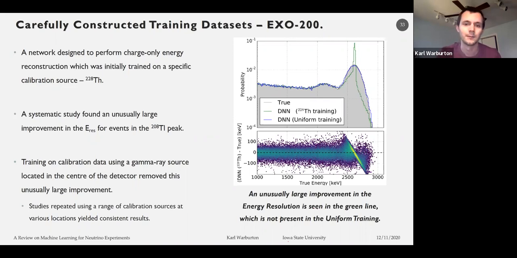And you then can't be sure that when you start using other elements that it will behave correctly. So they found that by training on a simulated calibration gamma ray source in the center of their detector, they were able to remove this unusually large improvement in the energy resolution, because this green line is unphysical because the true distribution isn't this sharply peaked. So they used a more uniform training, and then they tested it. They got the correct looking energy distribution, and they then repeated this check with different calibration sources throughout the detector. And again, they found that this uniform training gave much more consistent results. So they eventually went with this uniform training rather than the pure thorium-228 training.